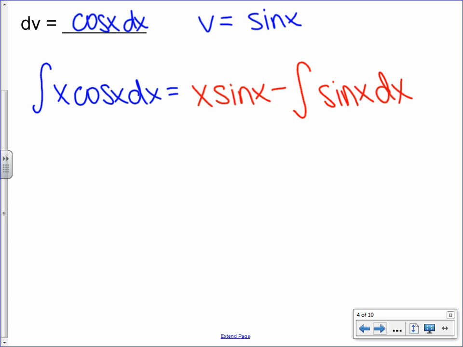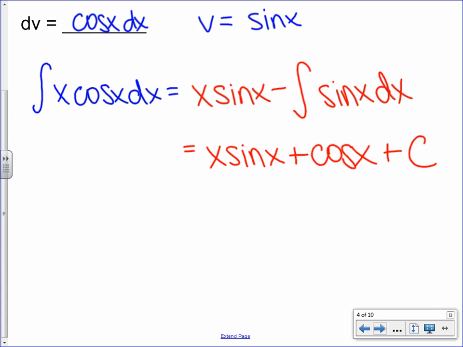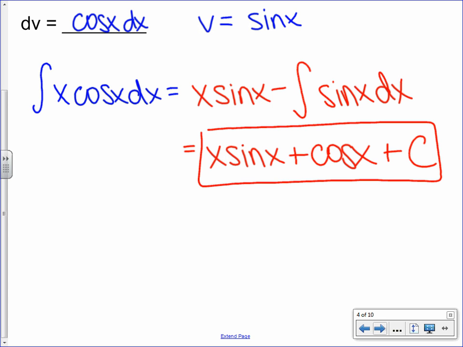And what is that? And now we'll worry about our plus C. We know the plus C is going to have to be there, so we'll just worry about it at the end. Okay? And there's our integral, or our antiderivative, I should say.